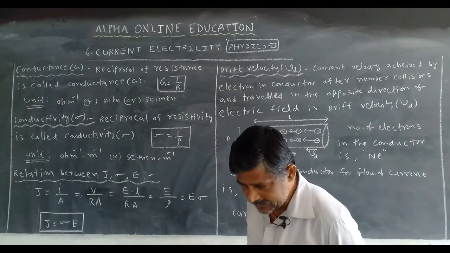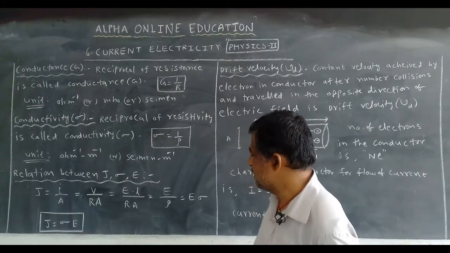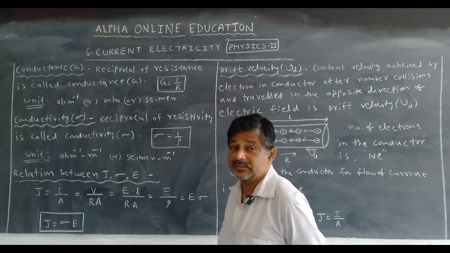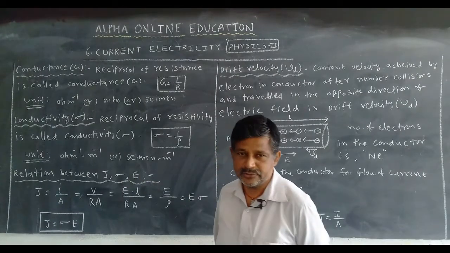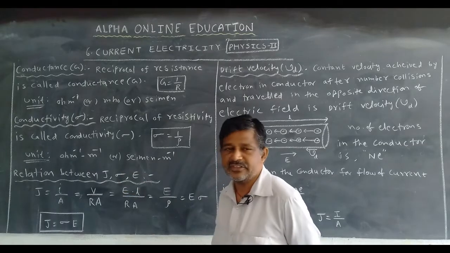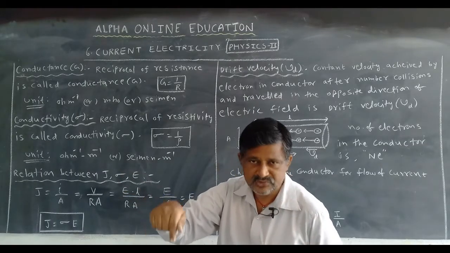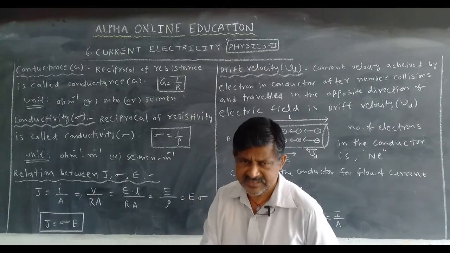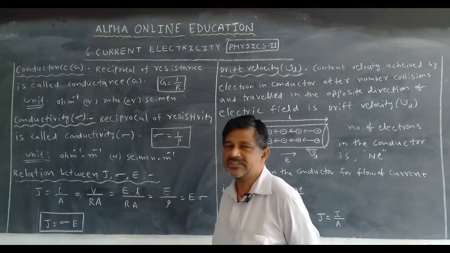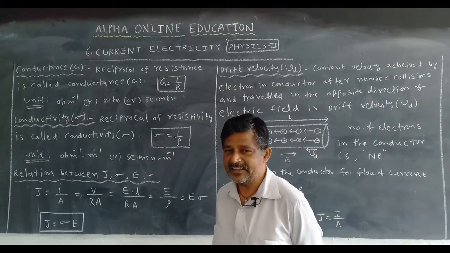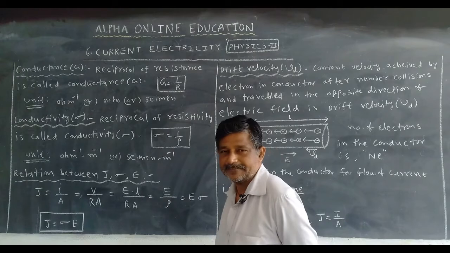In this chapter we establish a relation between J, sigma, and E. This principle we especially use in the 11th chapter. This relation can also be used in this chapter to solve problems, and not only that, we compulsorily use this equation in the 11th chapter in our syllabus. I will repeat it again in that chapter.